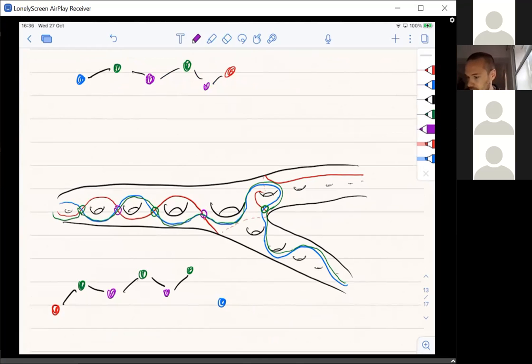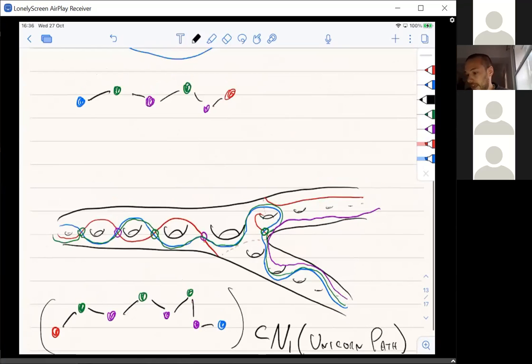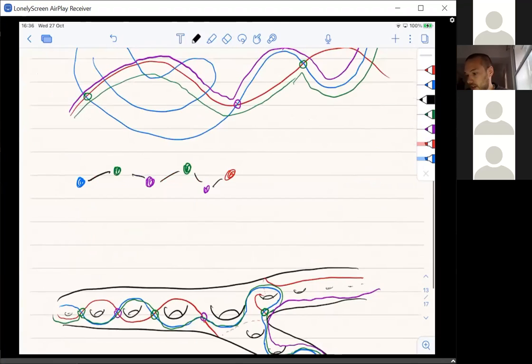But the point is, because I've said my surface has at least 3 of these big ends, there's all this space to work with now. I can just draw an arc like this. And so this isn't a true unicorn path, but this thing is contained in the one neighborhood of a unicorn path. So that shows you that for any 2 arcs, you can find a connected path between them. So the graph is connected. So that's how that works.